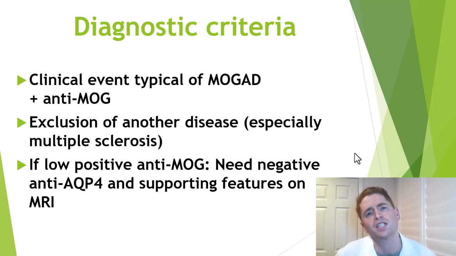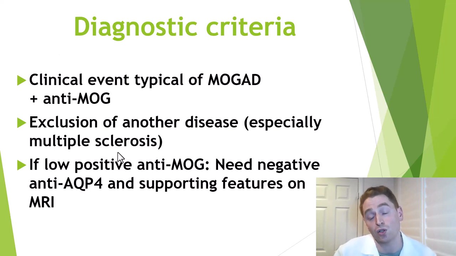There are formal diagnostic criteria for MOGAD. I present to you a simplified version. You have to have a clinical event typical of MOGAD, such as optic neuritis, transverse myelitis, acute disseminated encephalomyelitis, etc., and the anti-MOG antibody. Otherwise, what are we talking about here? And other diseases that could cause the same symptoms have to be excluded, especially multiple sclerosis, since that's by far the most common chronic autoimmune disease of the central nervous system.